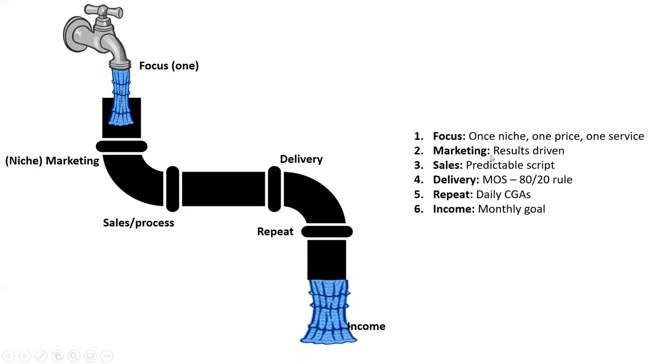Number two, marketing. We're going to look at results-driven marketing, which I'm going to show you how to do across Facebook, YouTube, LinkedIn, and Instagram, all of those things. I'm going to give you a predictable process and script for your sales. You'll know exactly what to say, when to say it, how to turn a stranger into a paid client, how to overcome their objections, and most of all, you're going to learn how to get paid upfront in full so we get cash flow into your business.